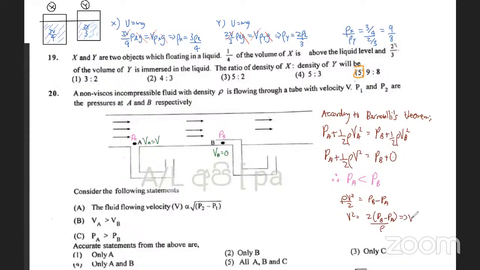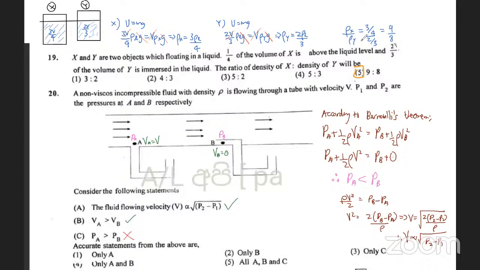That means V is equal to square root of 2. Have they given PA and PB? P1 and P2, no? That is PB is P2 minus P1, over rho. So we can definitely say V is proportional to P2 minus P1. Why? Rho and 2 are constants, no, people. That means statement 1 is correct. VA is V, VB is 0, that is also correct. But PA is smaller. Then this is wrong. People, A, B correct. I am getting 4th answer.